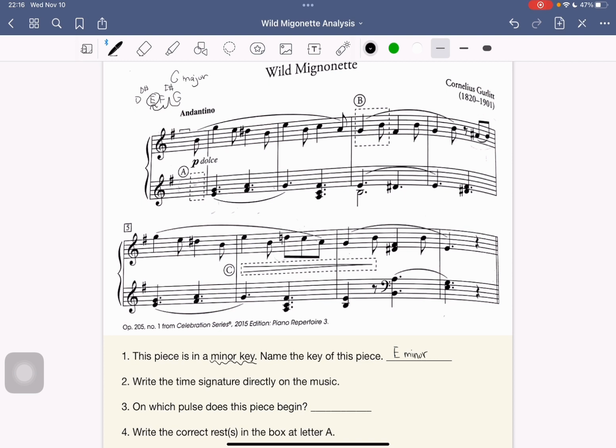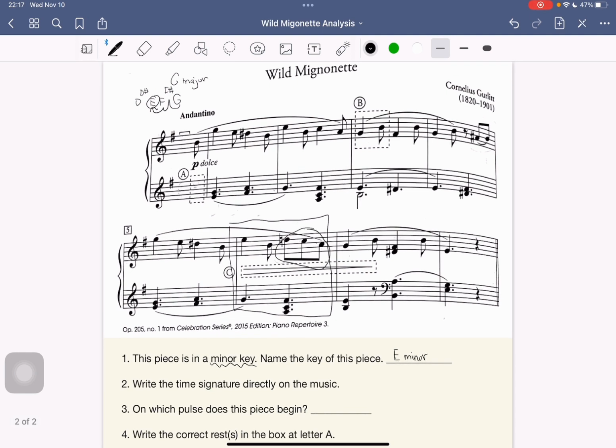The second question tells us to write the time signature directly on the music. It asks you to identify the time signature. You should always look at the simplest bar, but let's just use this bar for now. In this bar, we can see that this part is grouped in 3, and the first part is equal to 3 of the same 8th note of the second part. That means that there's 6 pulses in each bar, so we would write 6/8 on both clefs.